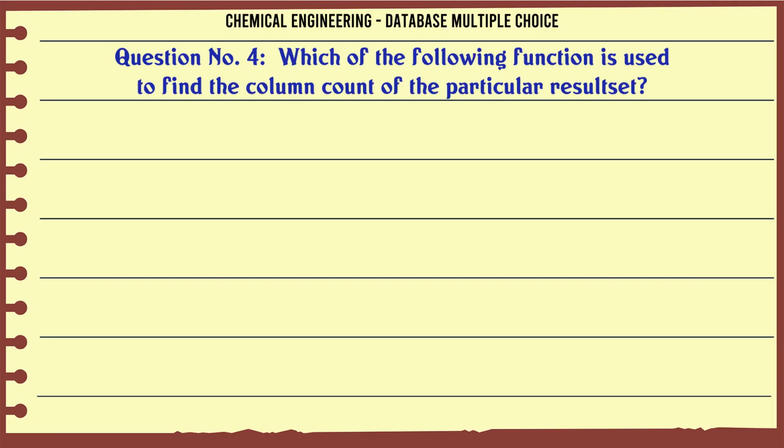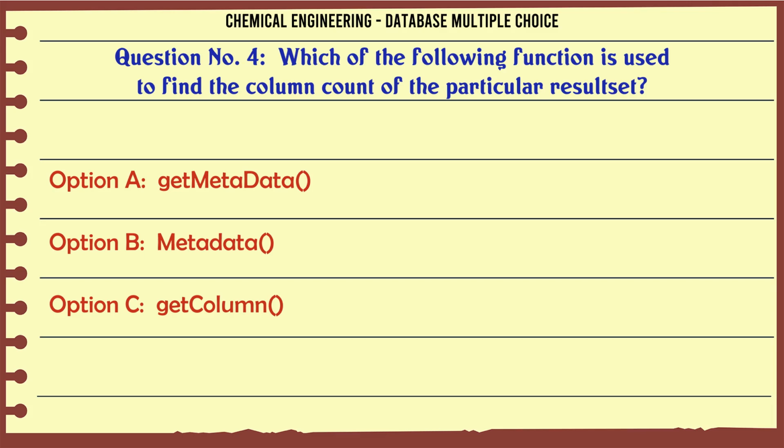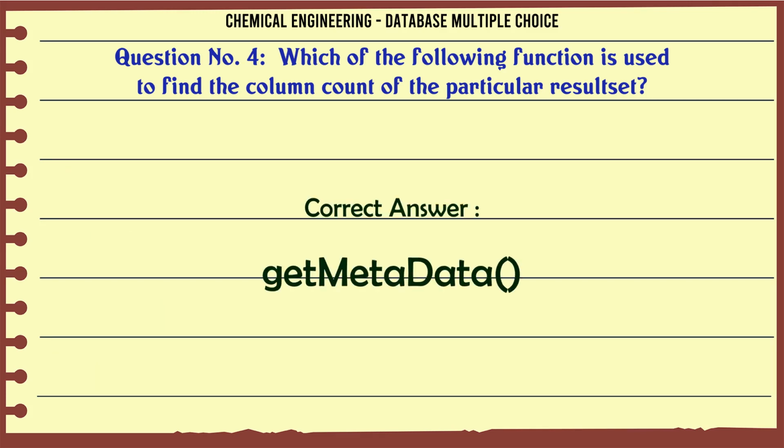Which of the following functions is used to find the column count of the particular result set? A. Get metadata. B. Metadata. C. Get column. D. Get count. The correct answer is Get metadata.